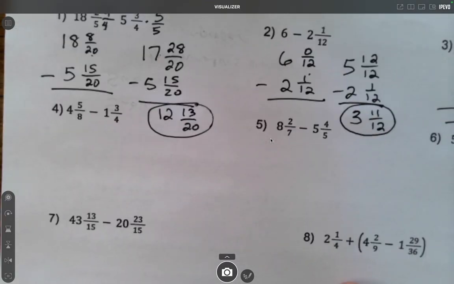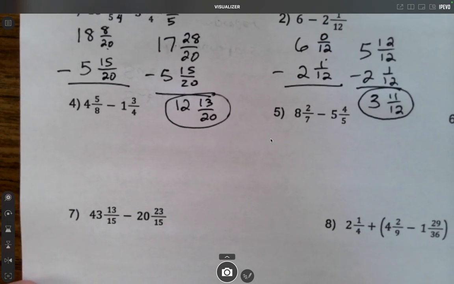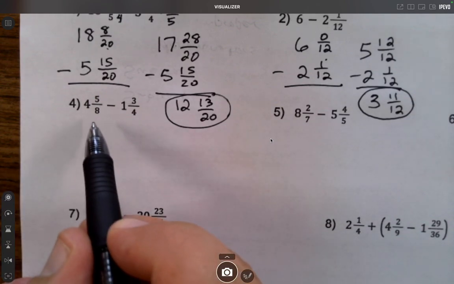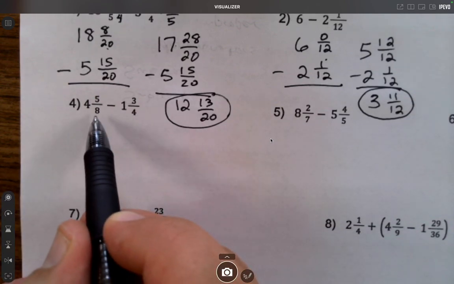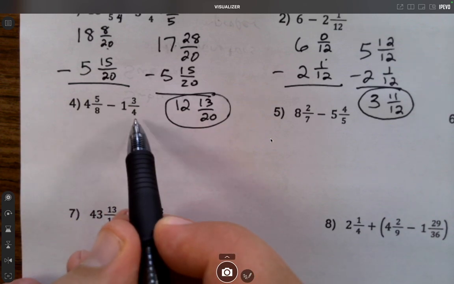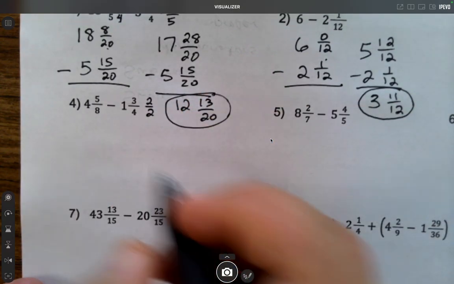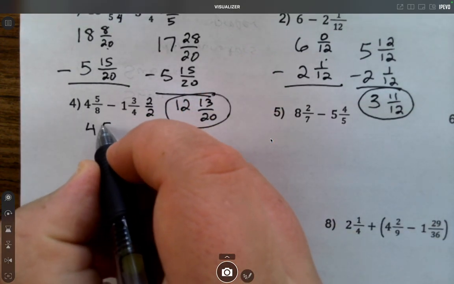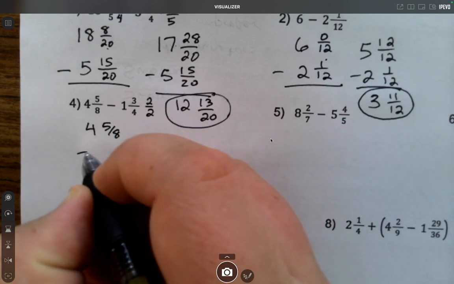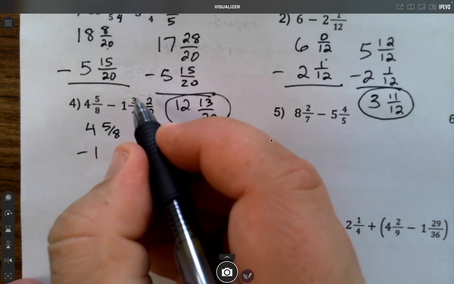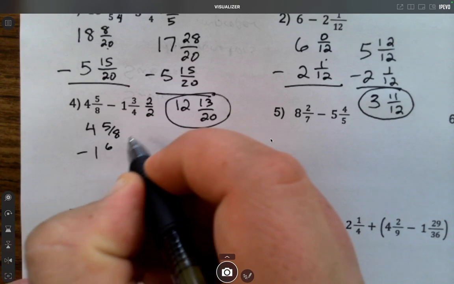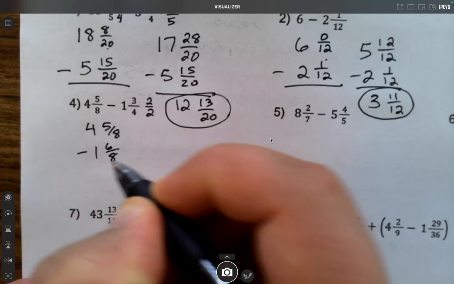Okay, let's move on. Number 4. This is similar to one we saw on the adding worksheet or adding notes, because the least common denominator will be 8. So this one is already where it needs to be. We don't have to do any changing to this one. But we do have to double the 4 and the number above it, so it will match. So we have 4 and 5/8 minus 1, and 3 times 2 is 6. 4 times 2 is 8.